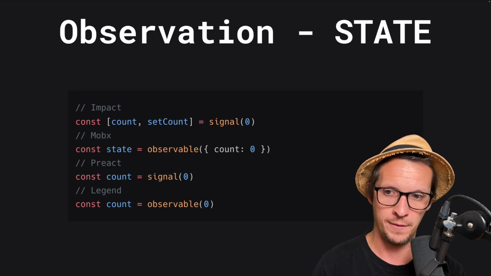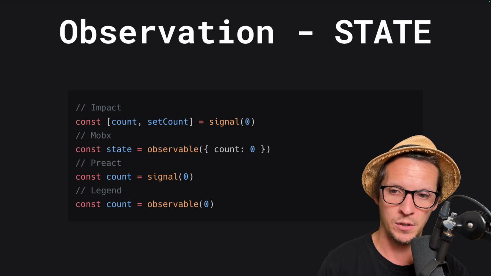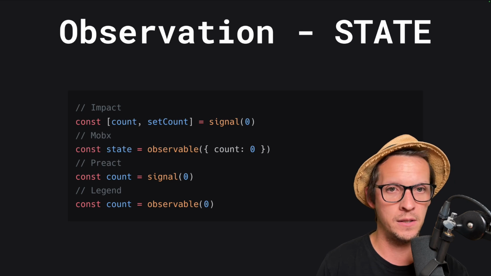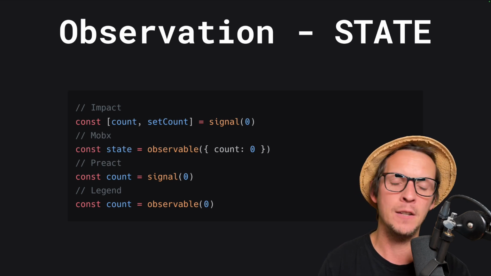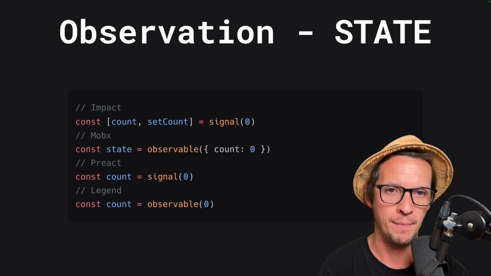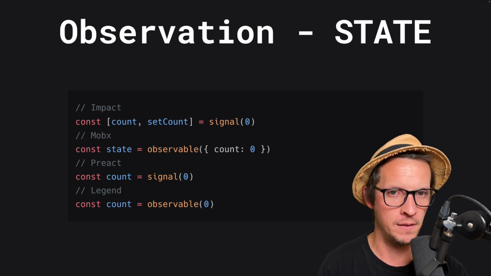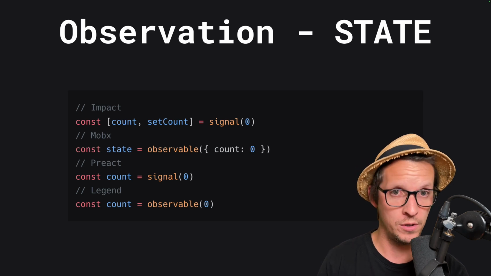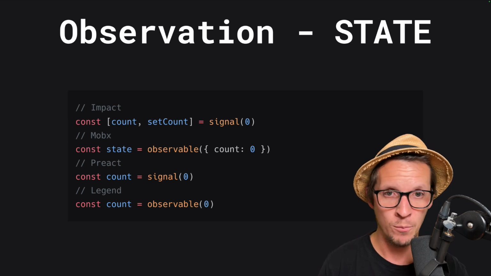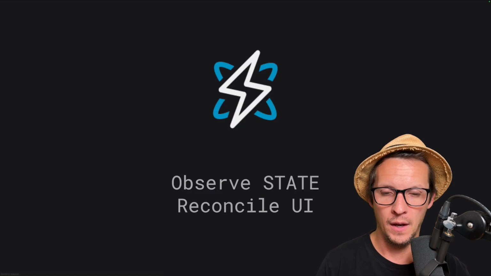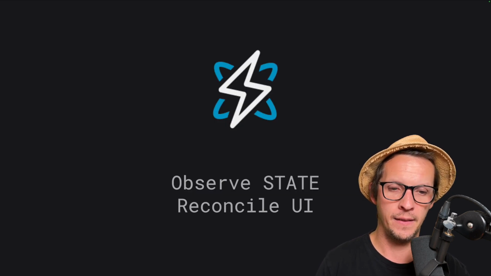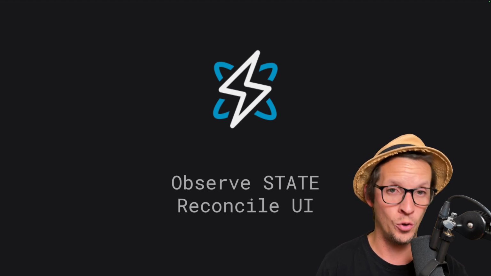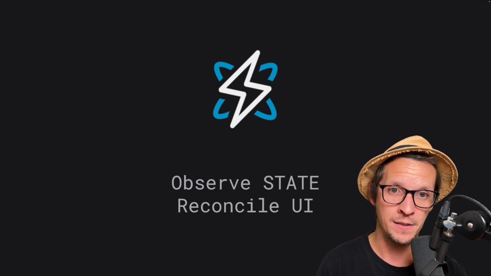And there are different solutions for this. Impact has its own signals implementation. You also have MobX, Preact, and Legend. These are different implementations, but they fundamentally do the same thing. They just have different flavors and signatures. And I can immediately say that Impact supports all of these, and we're going to look into more of that. But the conclusion of this is that what I think is a good way to build UIs is that you observe state and you reconcile UI.